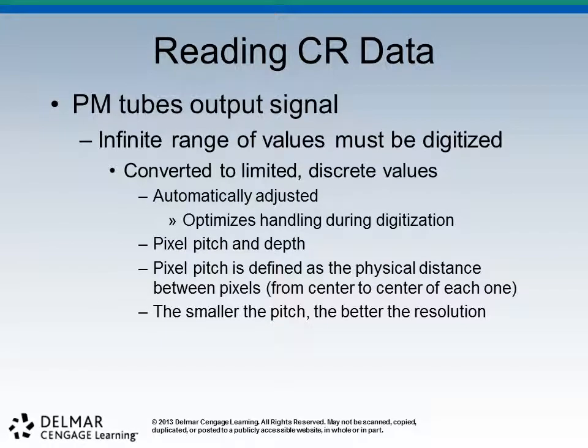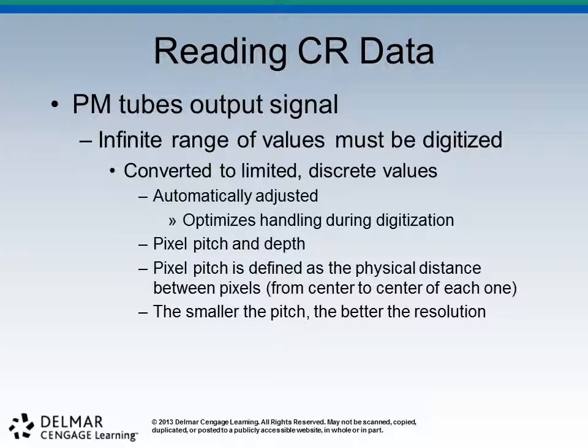All right. So the photomultiplier tube, that's what PM means, is going to determine or create our output signal. When you see the term discrete values, converted to limited discrete values, we're talking about digital, right? 0 or 1. And back to our discussion of pixel pitch and depth.